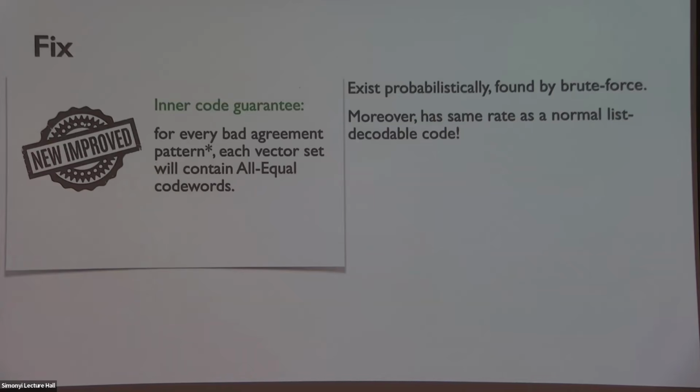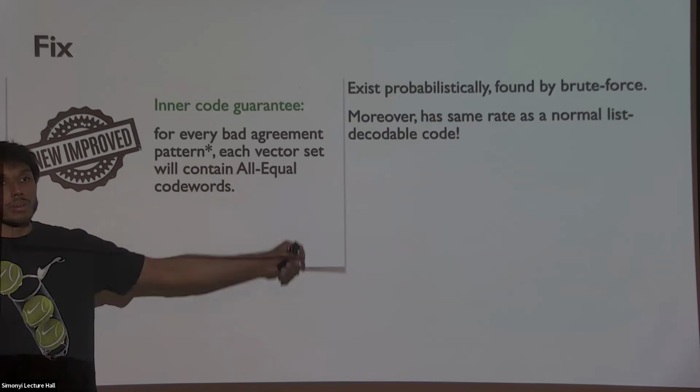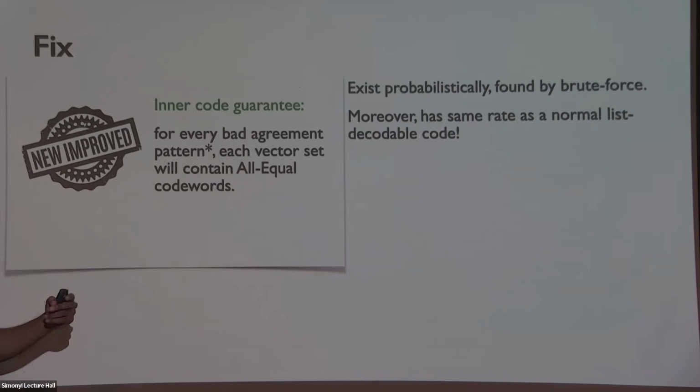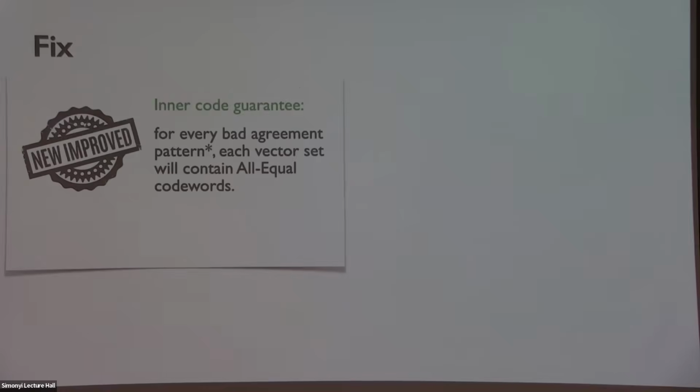And this has the same rate as your previous LCL, the same rate as a normal list decodable code. So the one where I had the weaker guarantee.